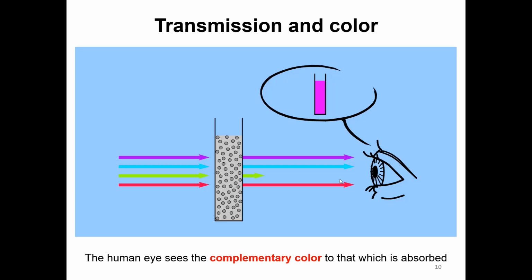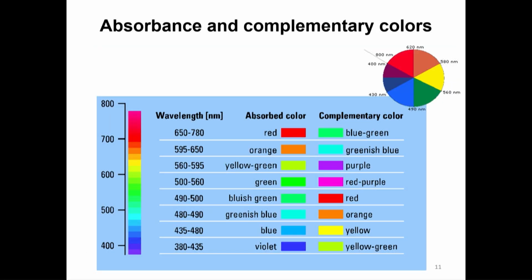Okay, so let's look at the correlation. This is a nice correlation you can make from Newton's color wheel. What it clearly indicates is, for example, if the visible color is red, that means it must have absorbed a bluish green color. And thereby you know the typical wavelength range that these dyes would have absorbed.